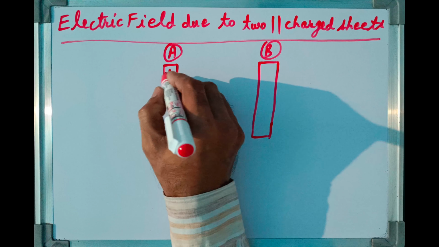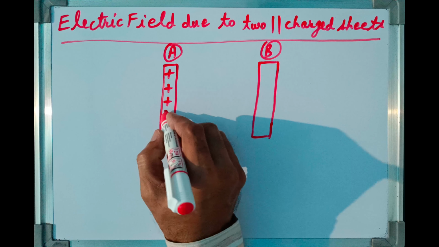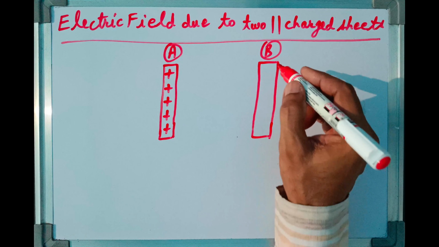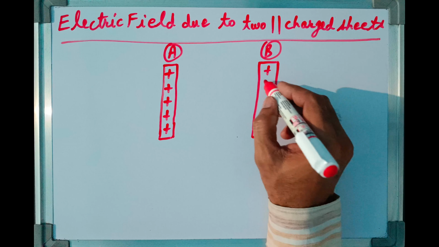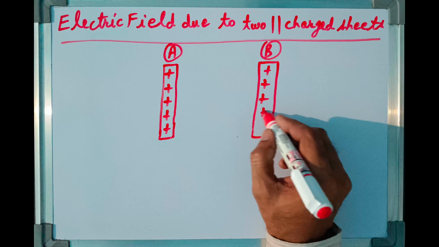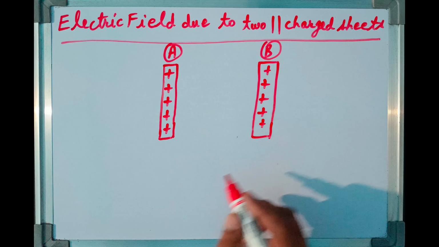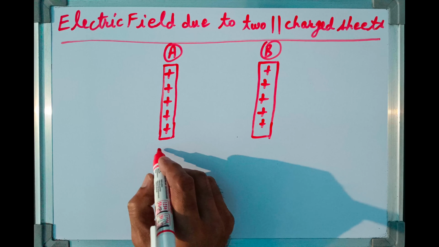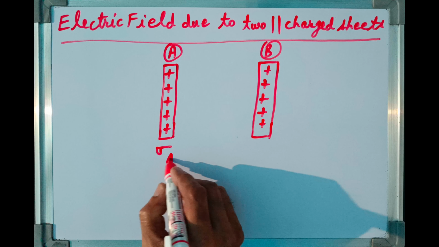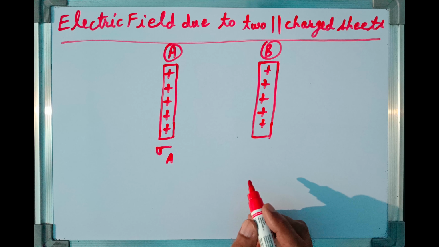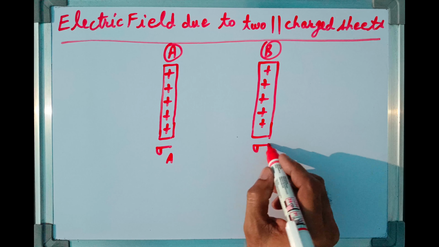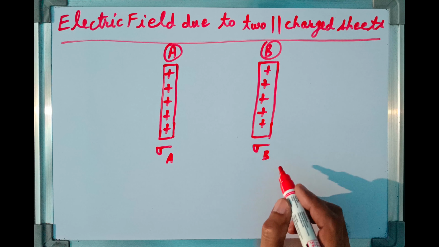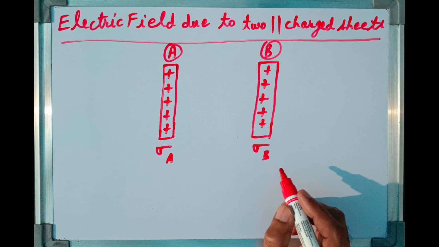This sheet has positive charge, and suppose this sheet also has positive charge. But charge density is different on both the sheets. Suppose sigma A represents surface charge density of sheet A and sigma B represents surface charge density of sheet B.